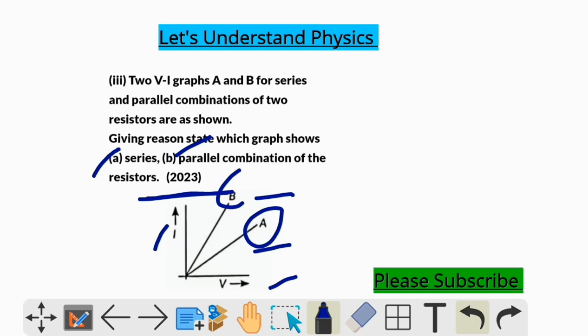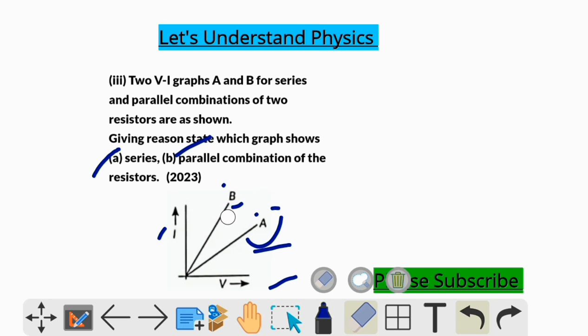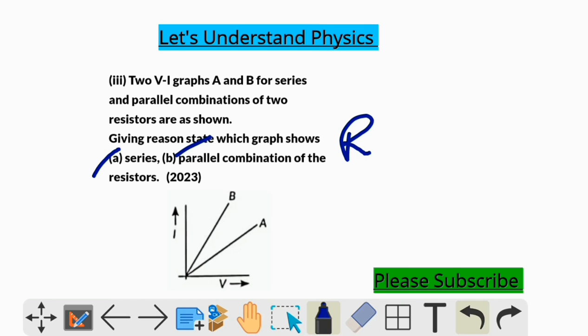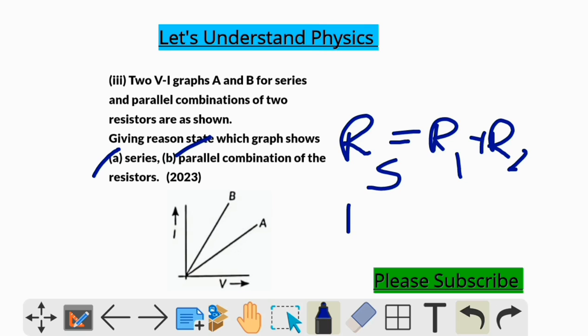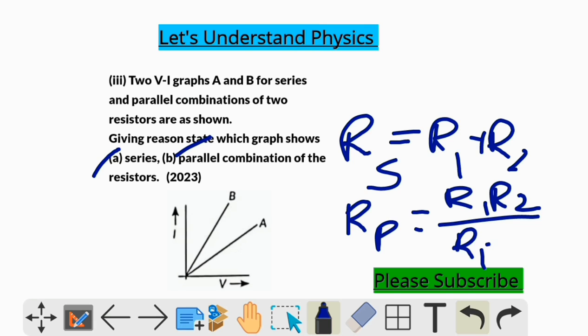Understood? In this graph, you have to identify and tell which is the series combination graph and which is the parallel combination graph. Understood? Now how do you find it? You know, resistance in series will be R1 plus R2 and so on. Then for parallel, if we take R1 and R2, RP will be equal to R1 R2 by R1 plus R2, isn't it? Then in comparison of RS and RP, which will be greater?